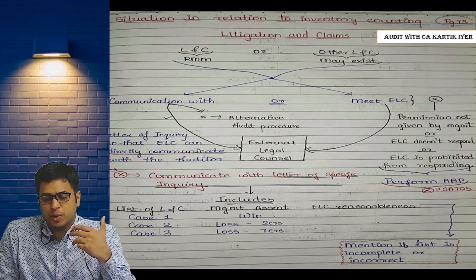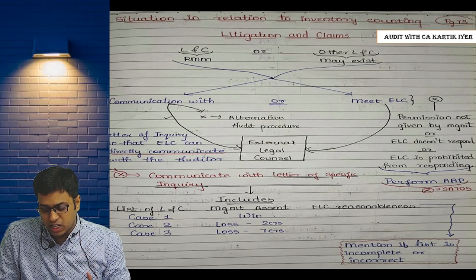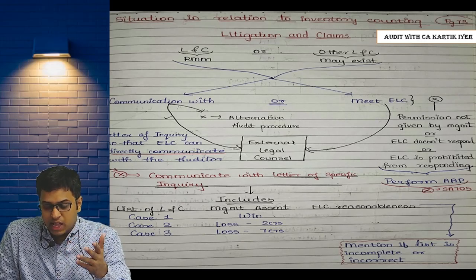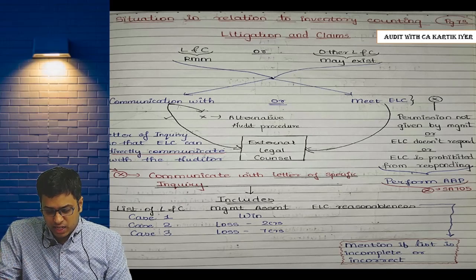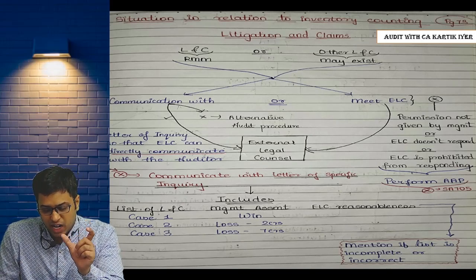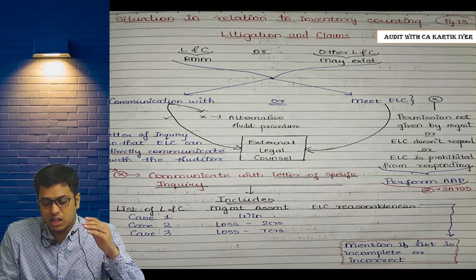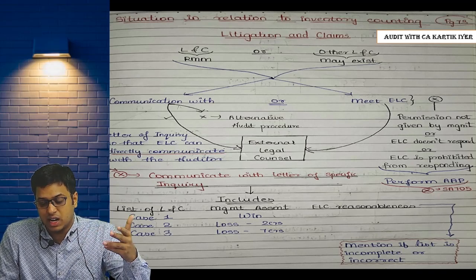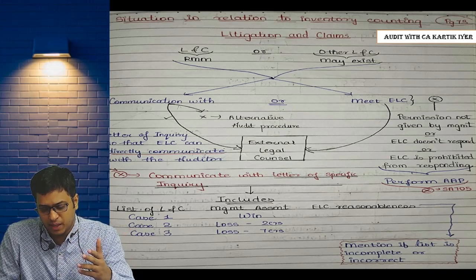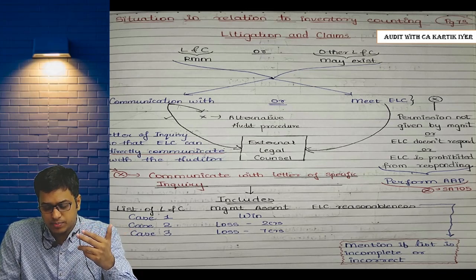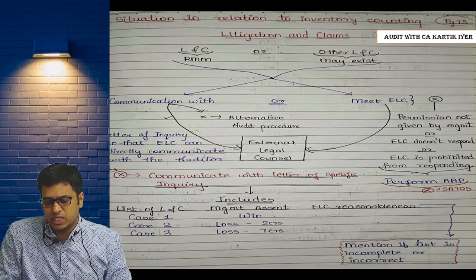If the management gives us permission to inquire with the external legal counsel with a letter of specific inquiry, in that case, we will have to neatly list in the email the litigation and claims that are there, list the management's assessment regarding each of those cases, list the external legal counsel's reasonableness regarding that matter, what they think, whether the management's assessment is correct or not. That is what the auditor will request from the external legal counsel.